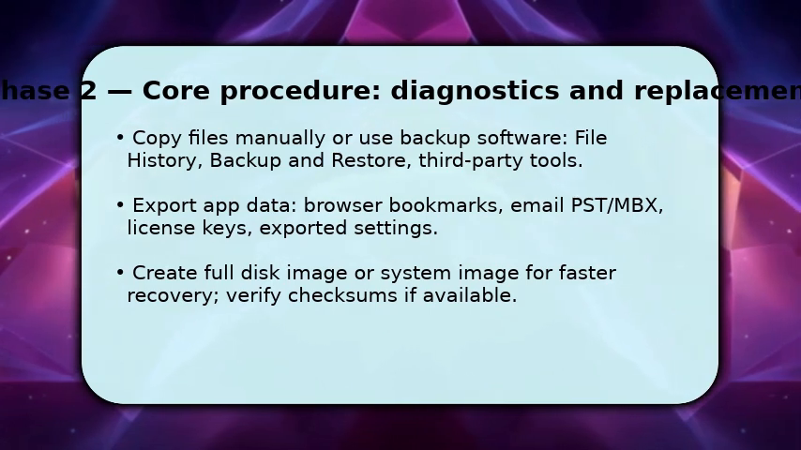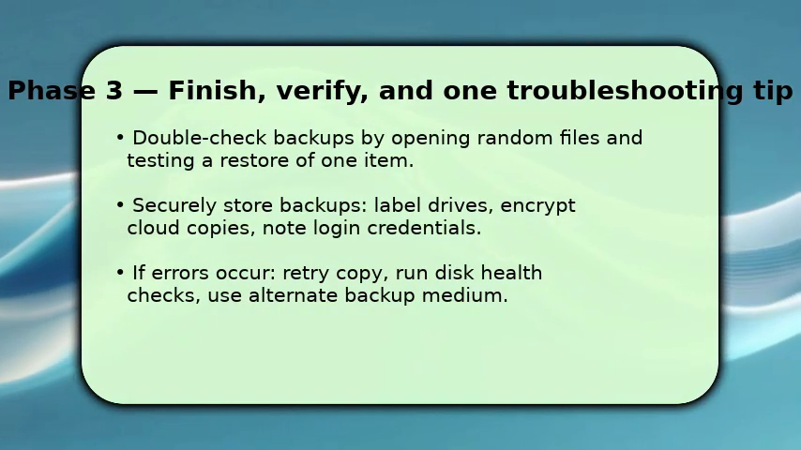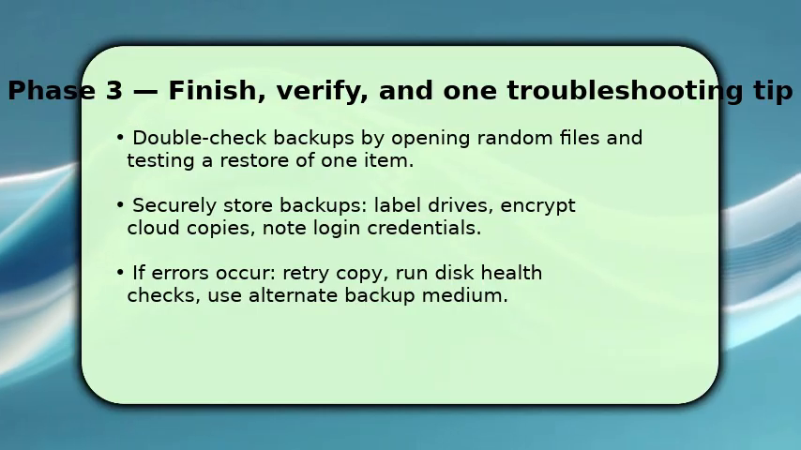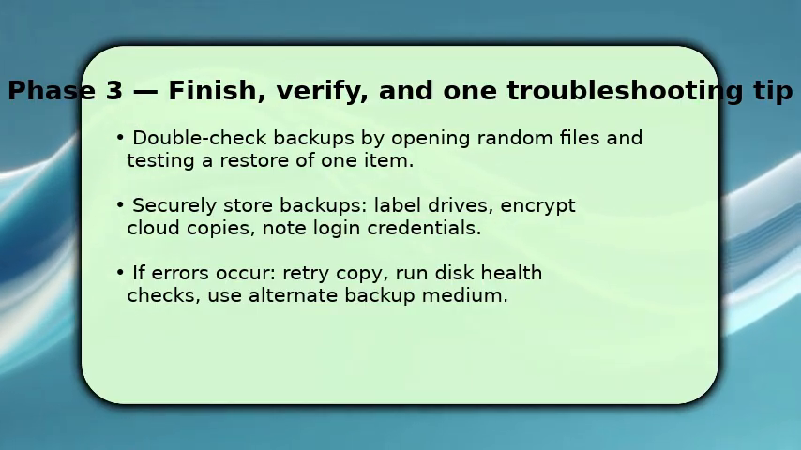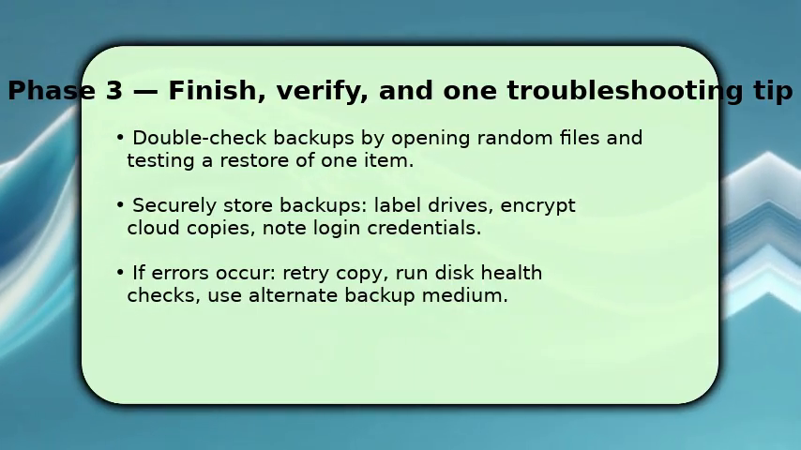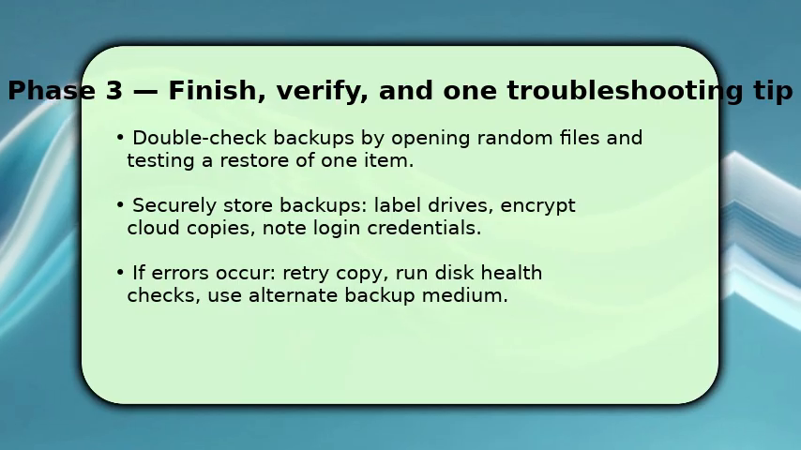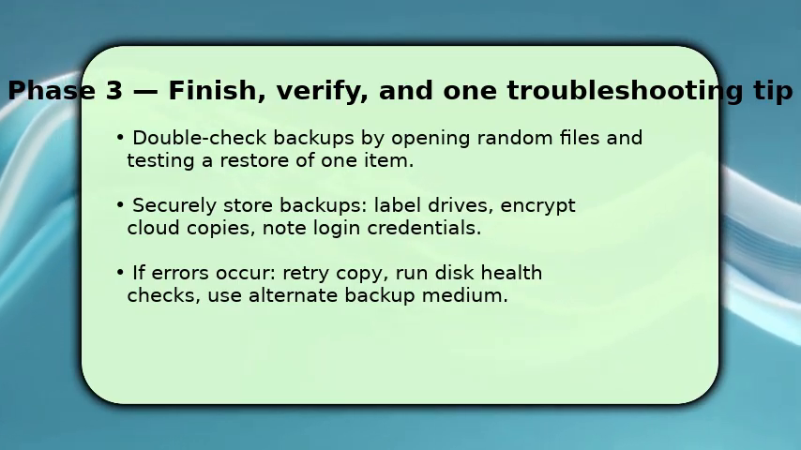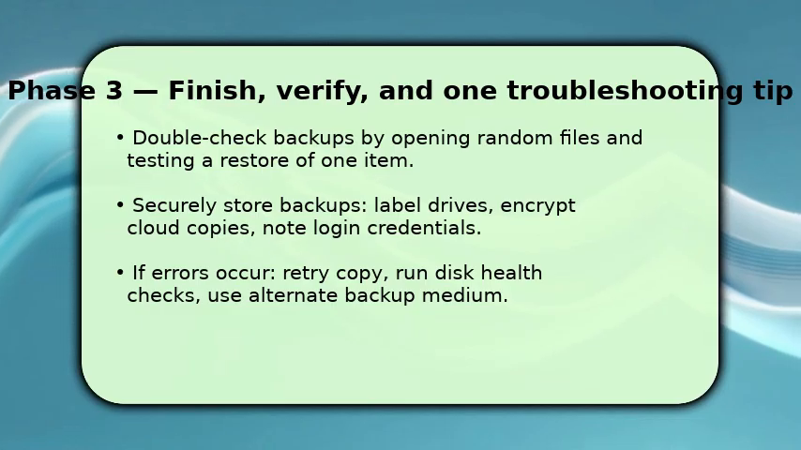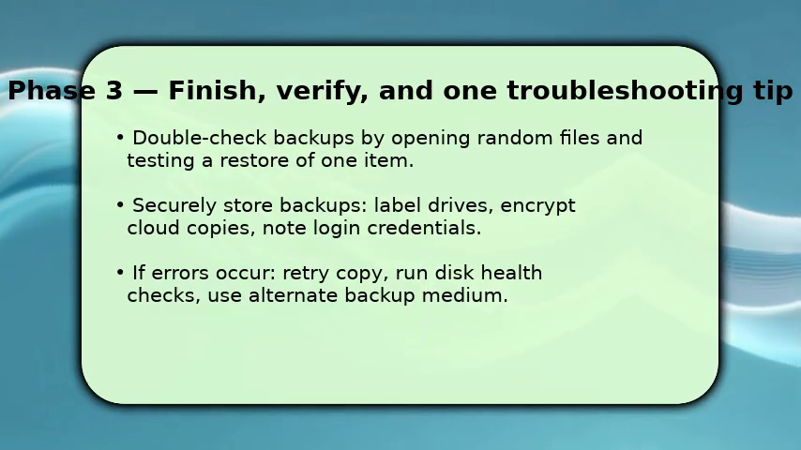You finish by validating and securing what you saved. Open several files from your backup and restore one profile or document to confirm everything works. Label and encrypt external drives or set cloud permissions. Write down any passwords needed for relogin. Once satisfied, proceed with the factory reset.